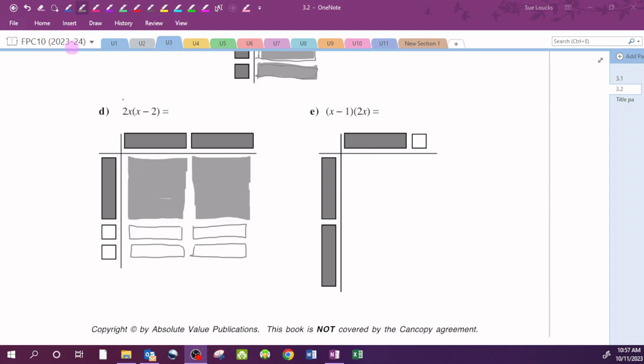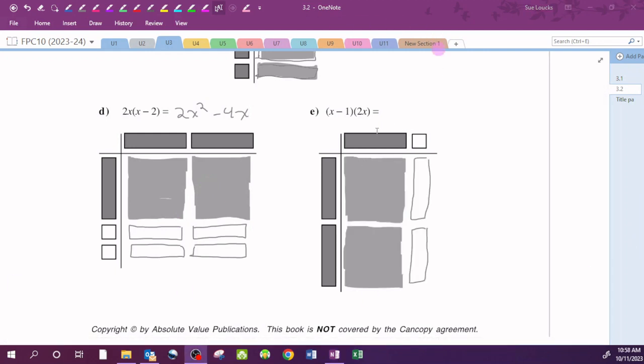Okay, see how there's the gap that runs all the way down and all the way across. So here I have 2x squared minus 4x. Okay, pause it again, go do the last example on this page. So the product this time is 2x squared minus 2x's. Okay, next page.